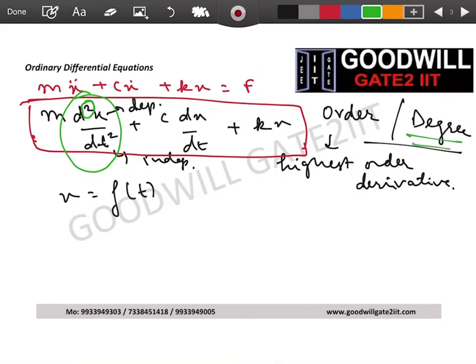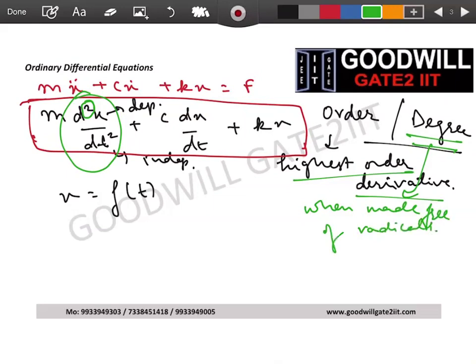Now let's come to degree. Degree will be the degree of the highest order derivative when made free from any radicals. So what are radicals? Radicals will be like square root or cube root, like that.